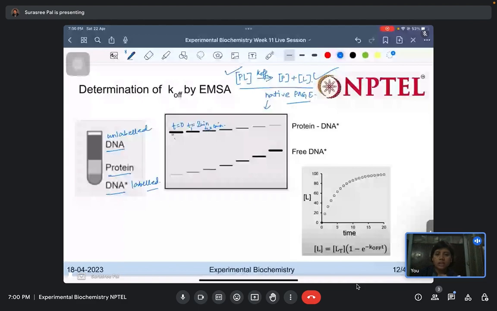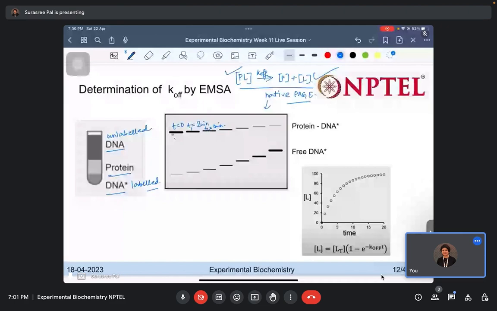And as we keep adding the samples after a particular time interval, we will see that the free DNA concentration will increase. We can see here that the free DNA concentration increases when we go from the left side to the right side. So as we proceed in this reaction, the free DNA concentration will increase. Why is it increasing? Because the labeled DNA, which is dissociated from the protein, cannot bind to the protein again because there is much more unlabeled DNA in this reaction, right?